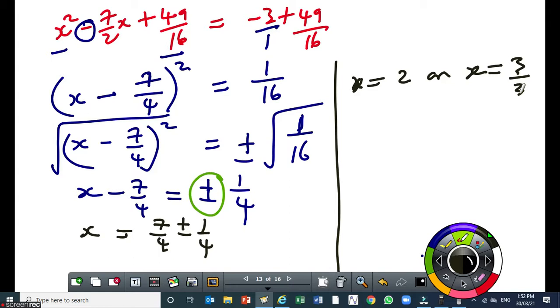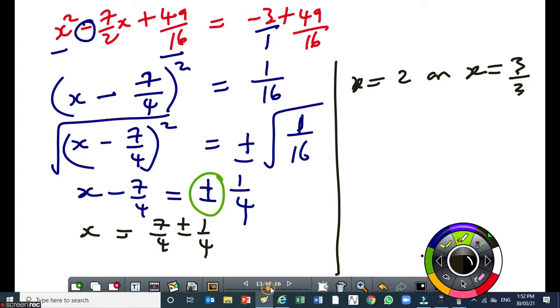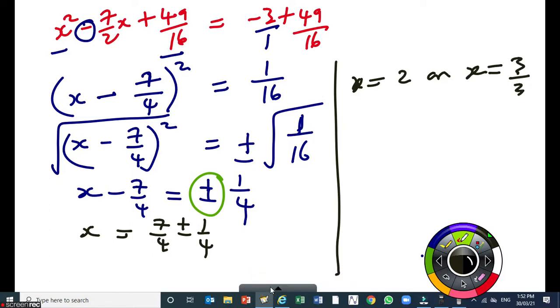Okay, look here, let me put the step in. This means x is equal to 7 over 4 plus a quarter, and the other one will be x equal to 7 over 4 minus a quarter. What is 7 over 4 plus 1 over 4? It's 8 over 4, which is 2. Then what is 7 over 4 minus 1 over 4? 6 over 4. That's the same as 3 over 2.